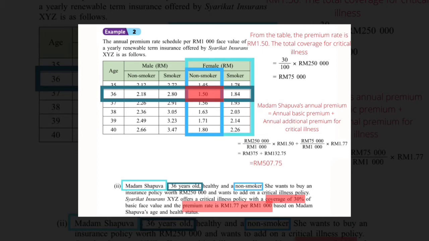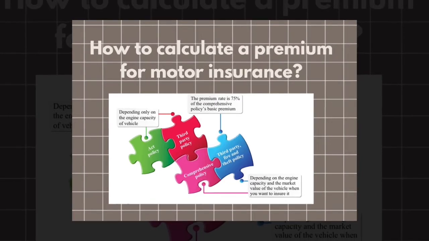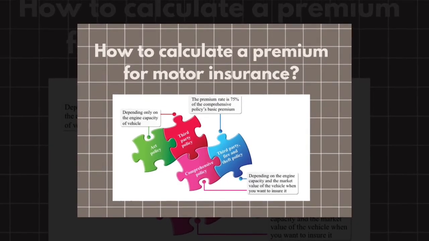Madam Shapova's annual premium equals to annual basic premium plus annual additional premium for critical illness. After calculating the annual basic premium using the premium formula and adding it with the annual additional premium for critical illness, the answer is RM507.75.